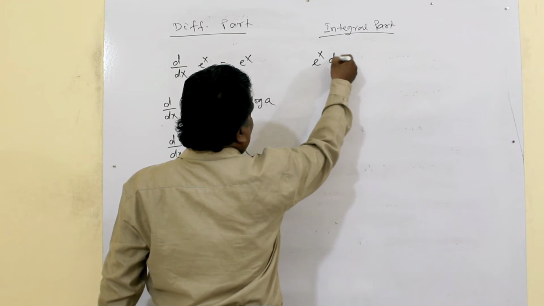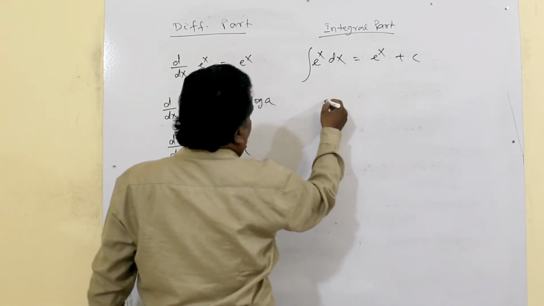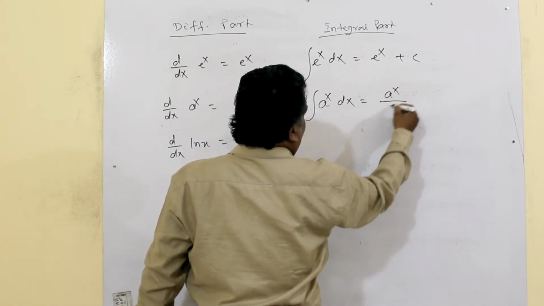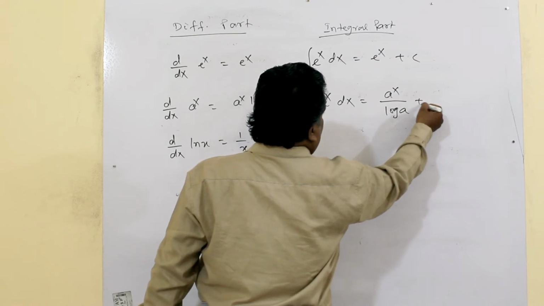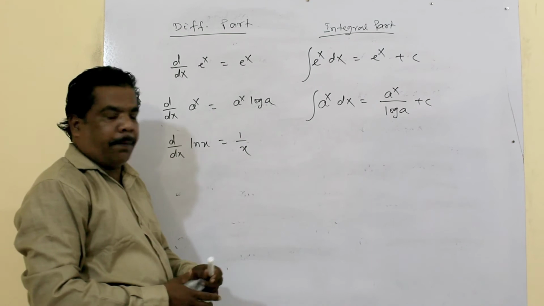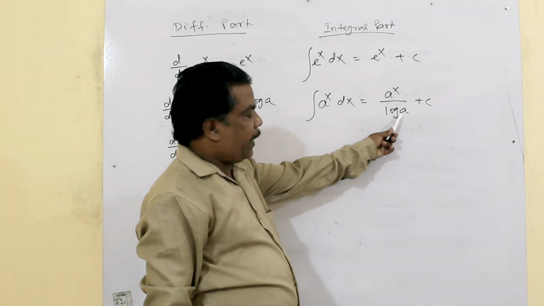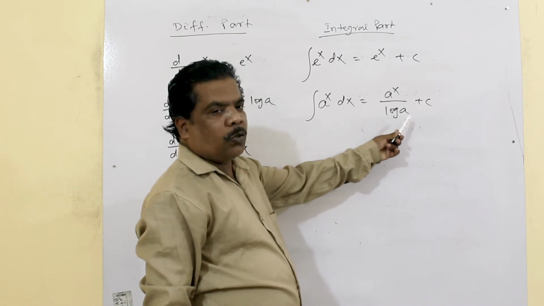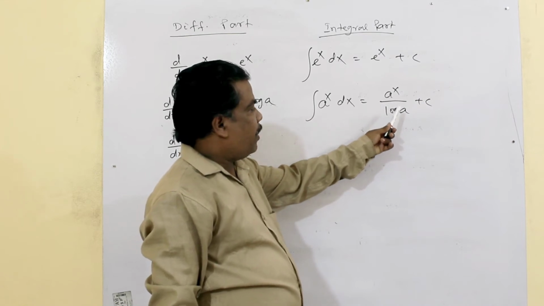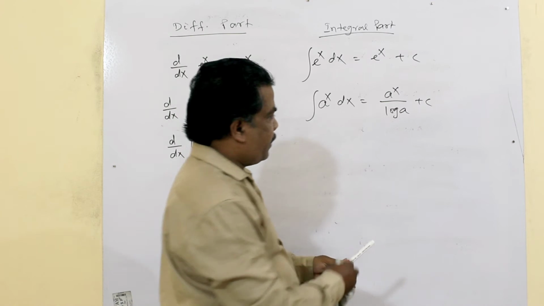Hence the integration of e to the power x dx is e to the power x plus c, and the integration of a to the power x dx is a to the power x by log a plus c. But we know that log a is not defined when a is negative, and if a is equal to 0, log 0 is infinite. Log a is defined when a is positive. So this formula is valid.